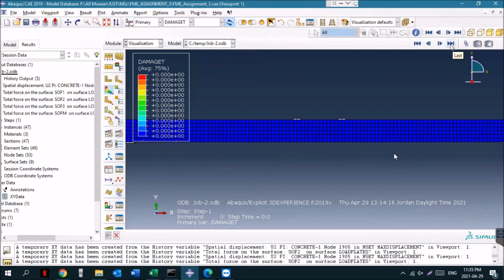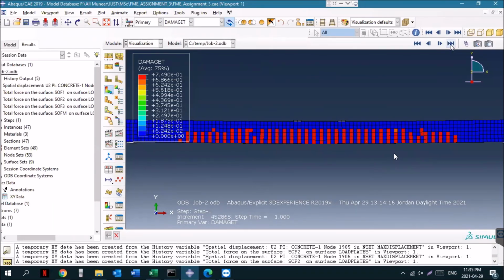And from this demonstration, we can see that the failure mode of this beam is flexural failure mode.